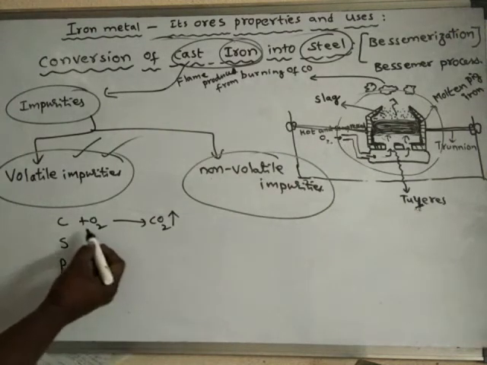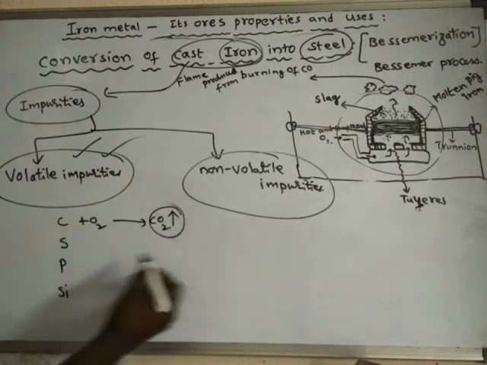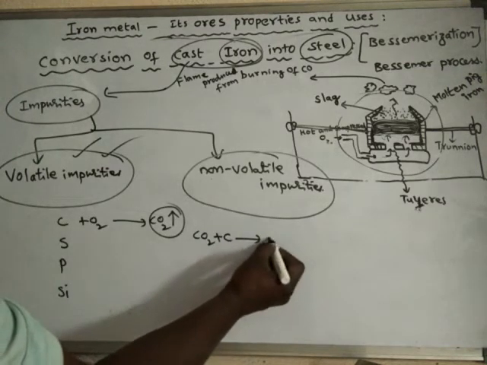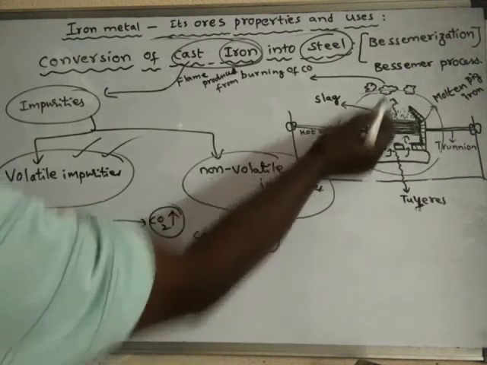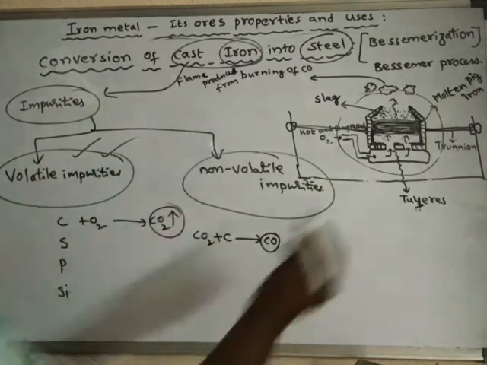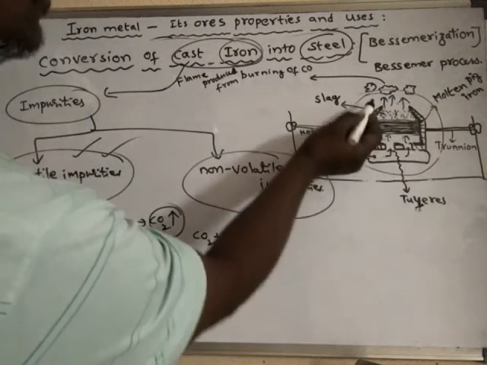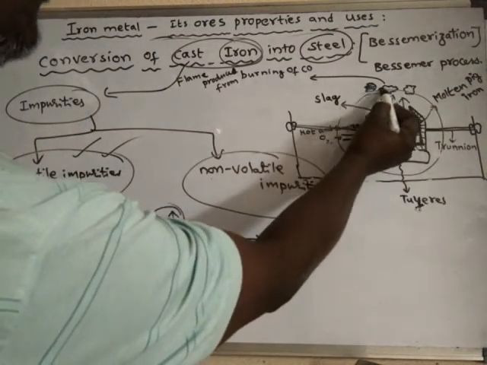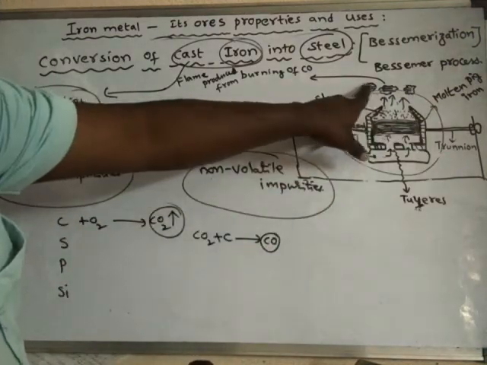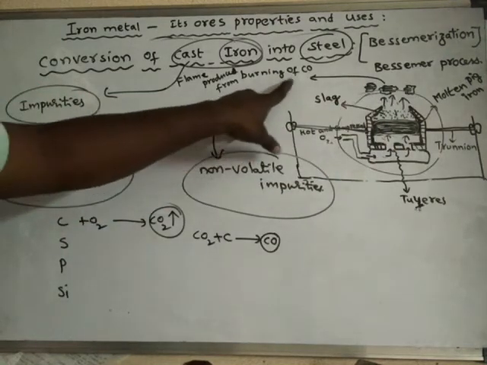Carbon reacts with the oxygen to form carbon dioxide initially, and this carbon dioxide further reacts with the coke and converts into carbon monoxide. So which gas is evolved? Carbon monoxide is evolved. A little bit of carbon dioxide also evolves, but mostly the carbon is converted into carbon monoxide. Hot carbon monoxide, when it enters the atmosphere, produces a flame.